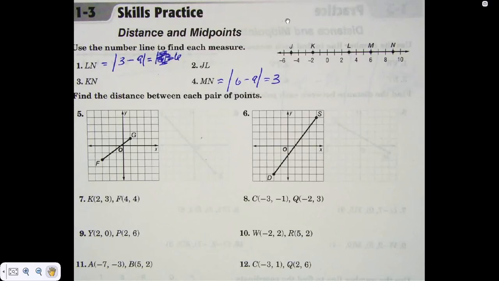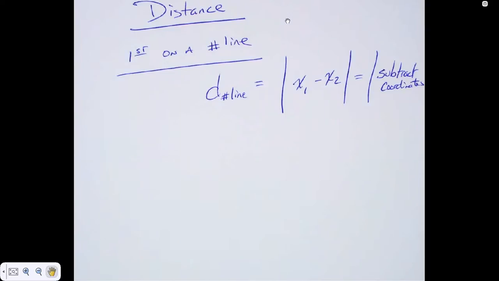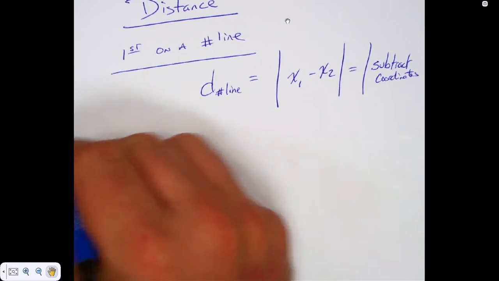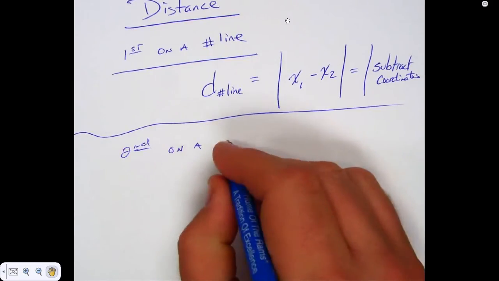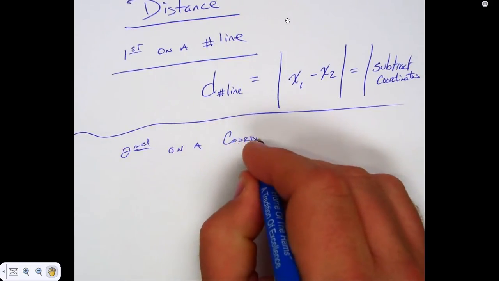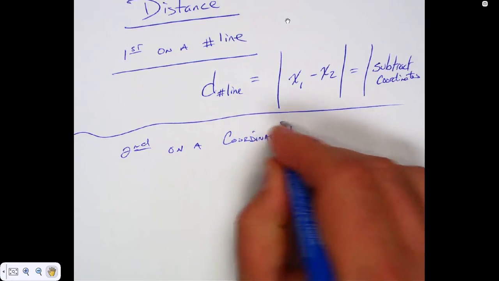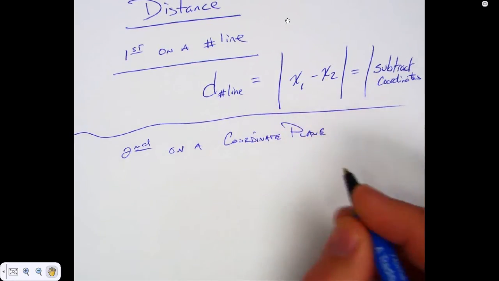But I want to be realistic, and I want you to use something that will work all the time. Everybody okay with distance between 2 points on a number line? You just subtract the coordinates, don't you? Yes, sir. And take the absolute value. Second, on a coordinate plane. You guys ought to remember this, don't you?